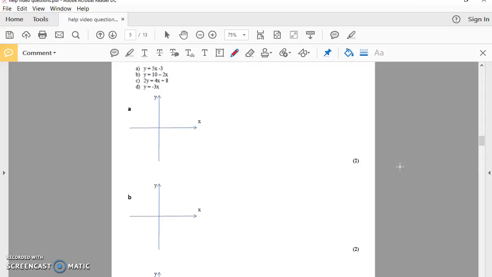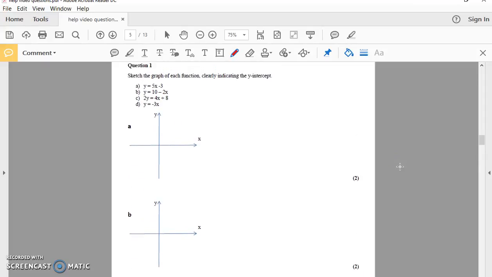Alright, so I want to just fairly quickly go through the sketching just to give you an idea. So remember, when we're sketching, we are looking at y equals mx plus c. Okay? And remember that m tells us our gradient, c tells us our y-intercept. So that's all the information we need to know to plot our points.